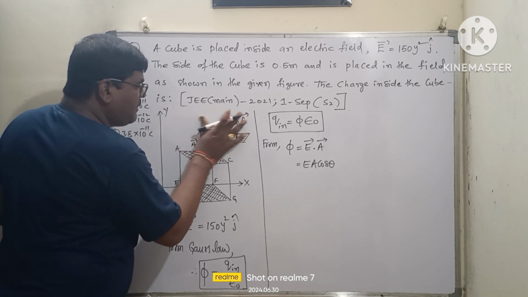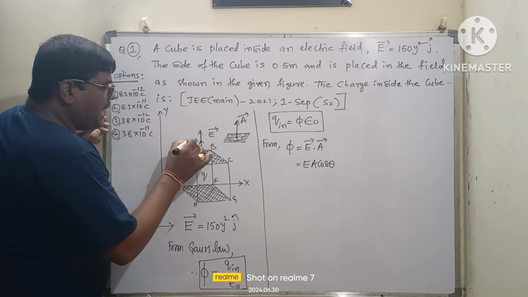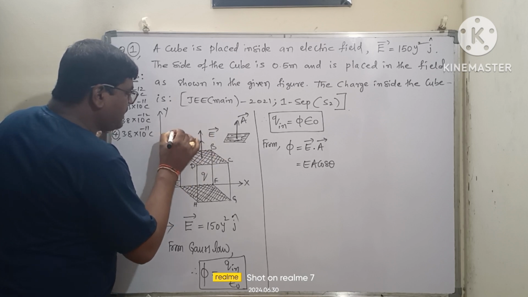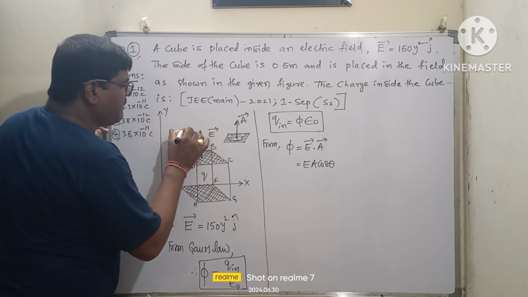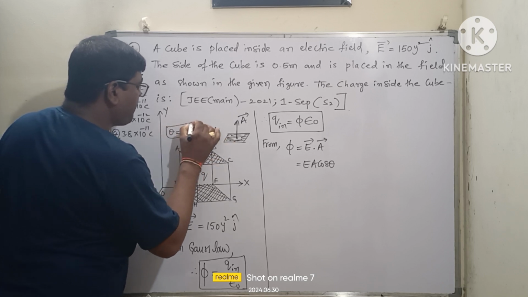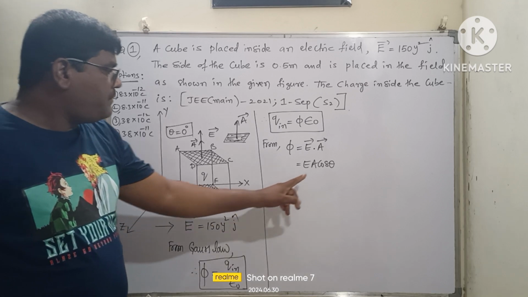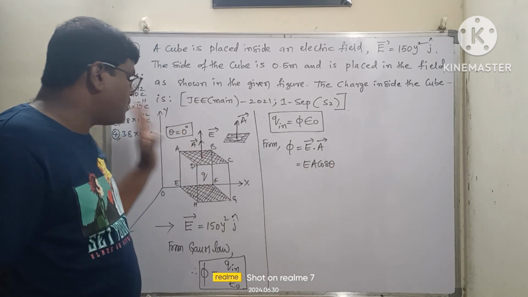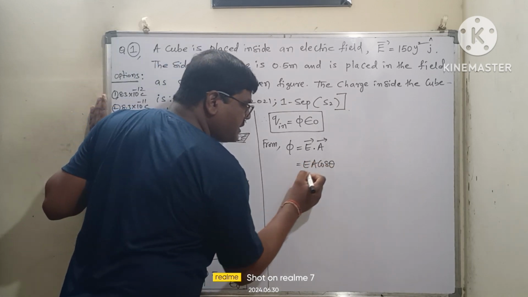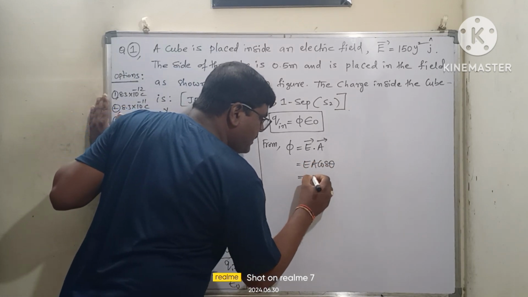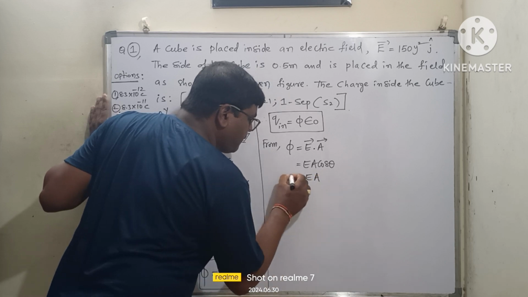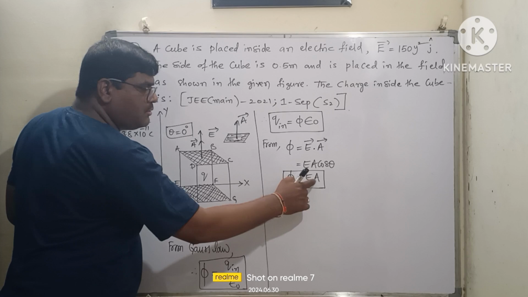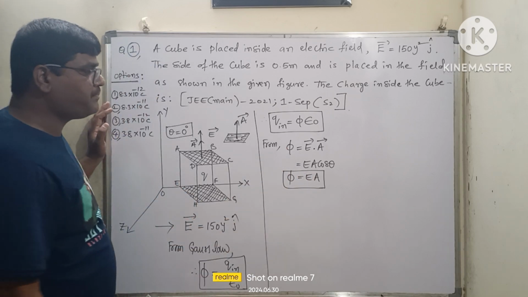So finally, the electric field and the area vector are in the same direction. Then the angle between the electric field and area vector is 0 degrees. Theta is equal to 0, so cos 0 is equal to 1. Then flux is E into A. We can find the flux using this formula: flux is equal to E into A.